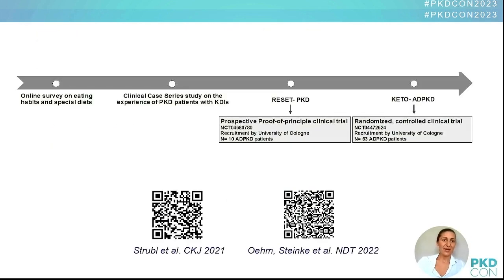This is basically when and why we set up a translational pathway for ketogenic dietary interventions in ADPKD. In fact, we started with surveys and retrospective case studies that relied on individual experiences from patients who just went on a diet themselves. And step by step, we set up a randomized controlled trial setting. Due to the time frame given here, I focus on our latest unpublished trial after just very quickly talking about the former study, Reset PKD.